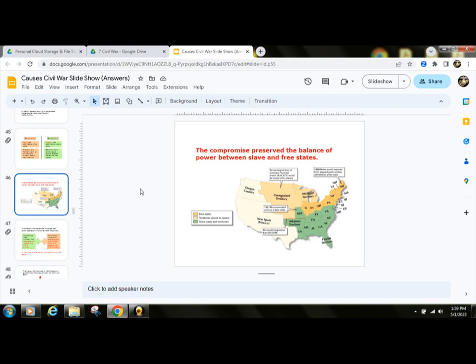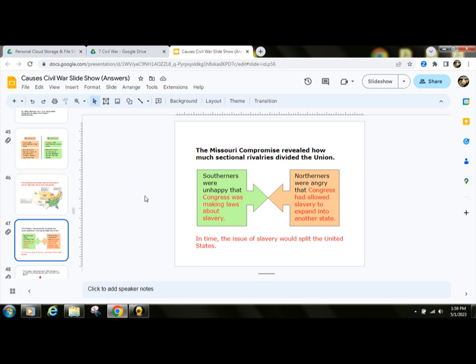So you could see that on the map here. The green would be slave states and territories. The gold color would be free states. And then the pink area would be closed to slavery, because remember, this is north of Missouri here. So again, there's some way to try to limit slavery as the nation moves west. The Missouri Compromise revealed how much sectional rivalries divided the Union.